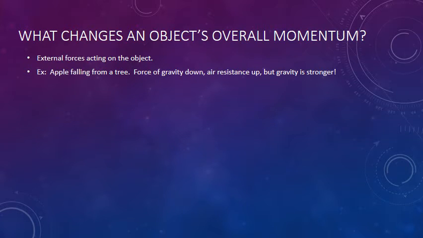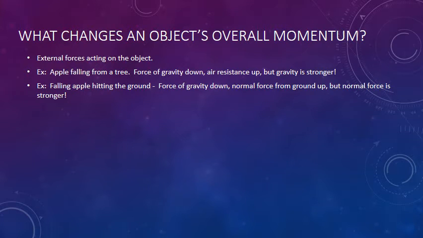So for example, if we have an apple that's falling from a tree, there's actually two external forces acting on the apple. The first is the force of gravity down, and the second is actually some air resistance acting upwards. But overall, you'll notice the gravity is stronger, which is pulling down, so the object gains momentum down.